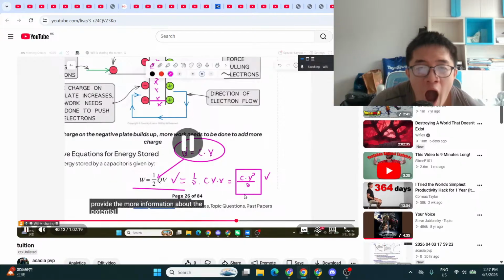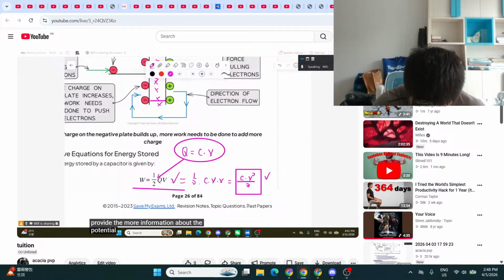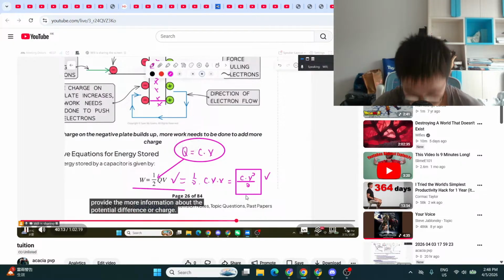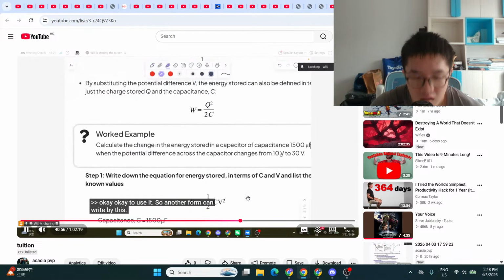More information about the potential difference or charge. So we can choose the first one, 1 over 2 times another form, and write it like this. Okay, look at the example.